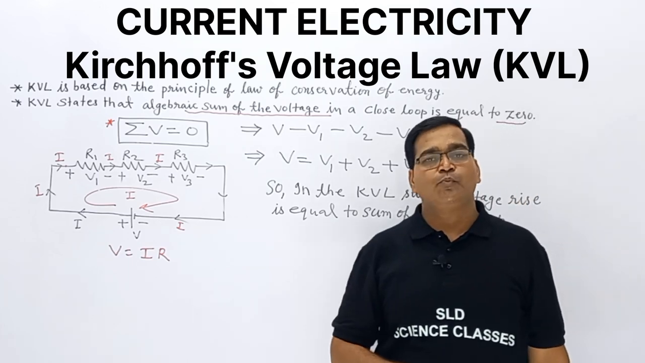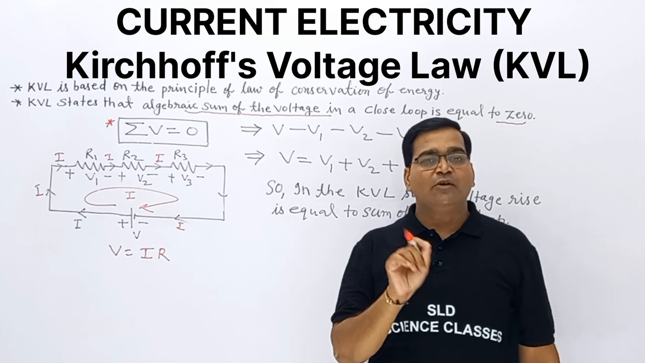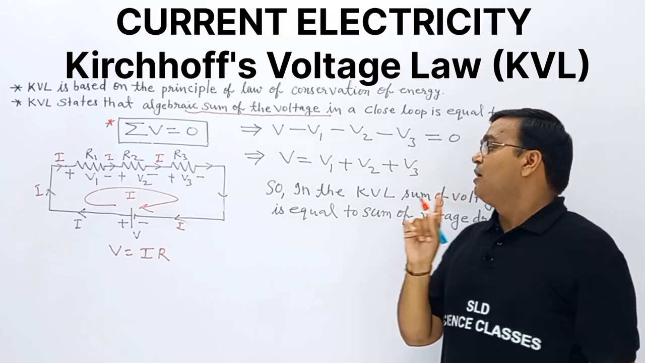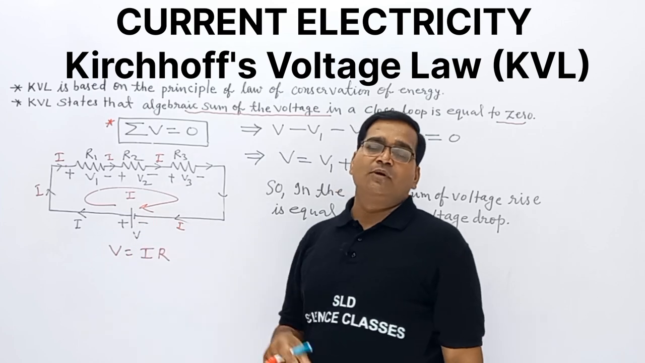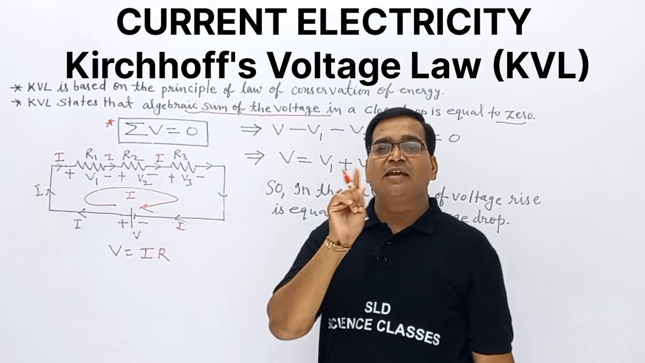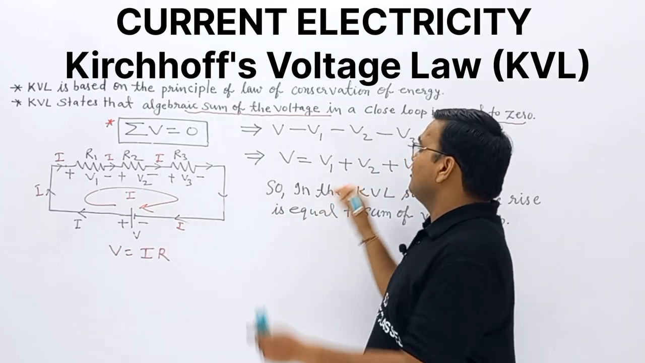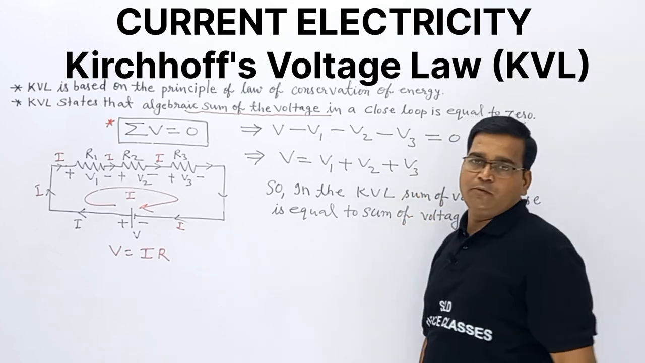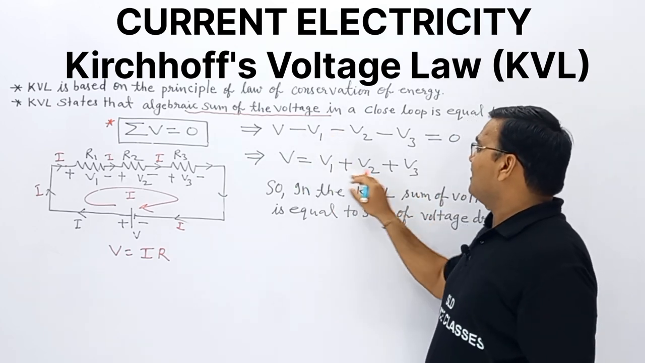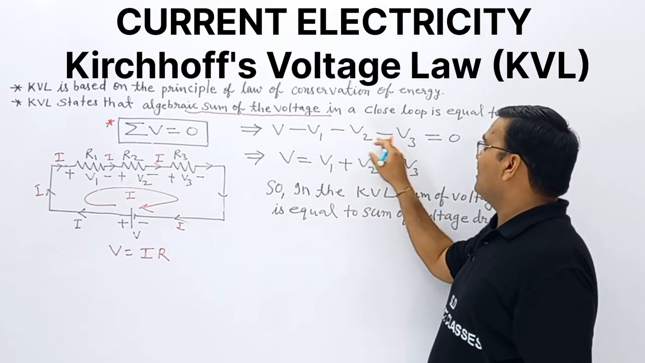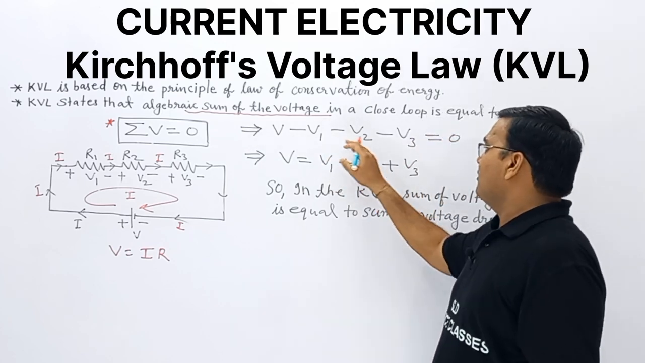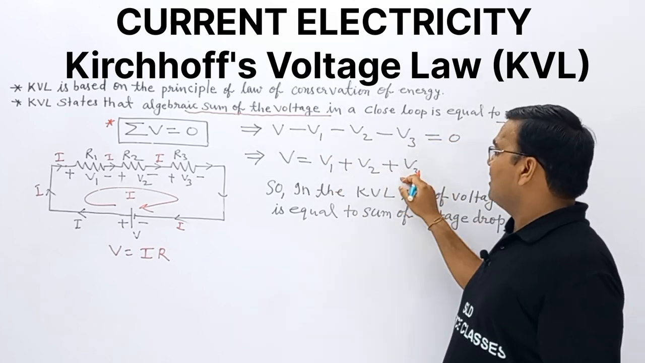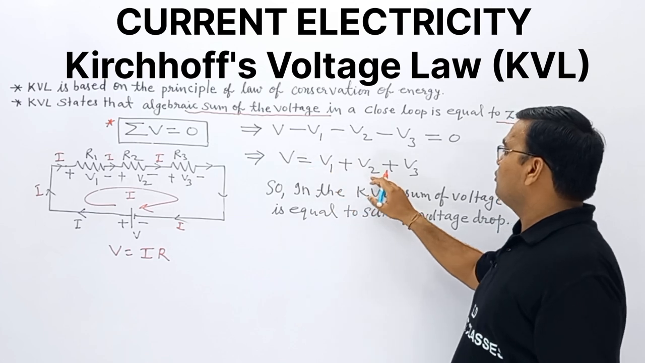Once current is entering the positive terminal of a source, the sign of voltage will be negative, and when current is entering the negative terminal, the sign of voltage will be positive, and the sum of all these will be 0. Once we solve, we get this. These are all negative, so we can transpose them to the right side. So V1, V2, V3 will be on the right side. So V equals V1 plus V2 plus V3.